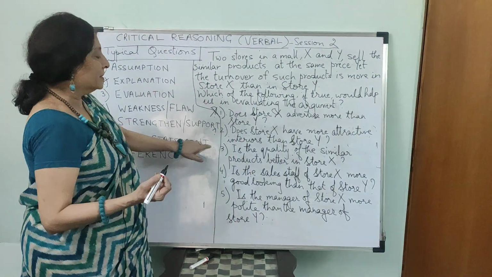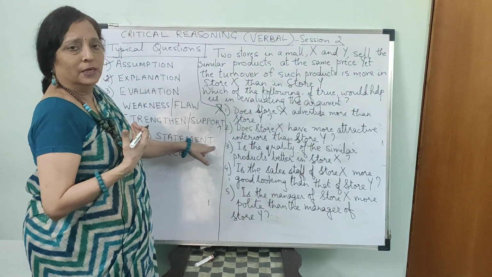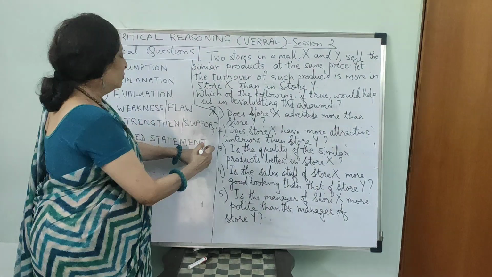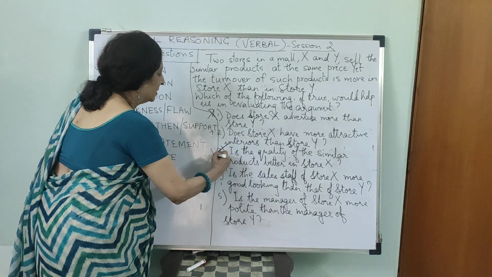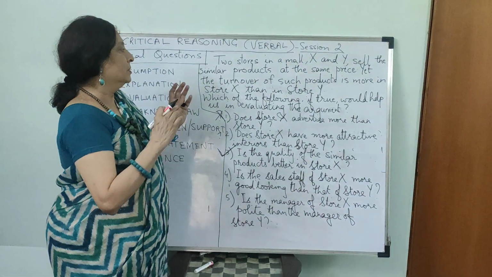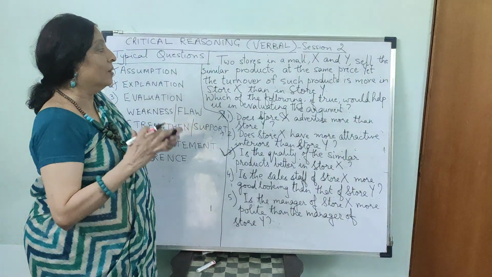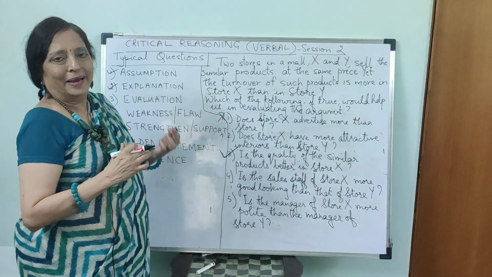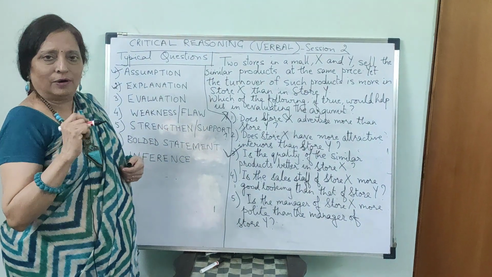So basically it is the quality of the goods that is going to help us decide whether to buy from a particular store or not. So it would help us in judging this argument if this additional information is given, and if it is said that though the products are similar and the price is the same, the quality of the goods of similar products in store X is better than that in store Y. Alright, this is called evaluation.